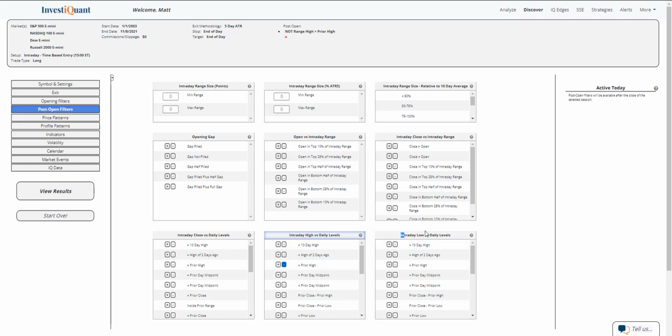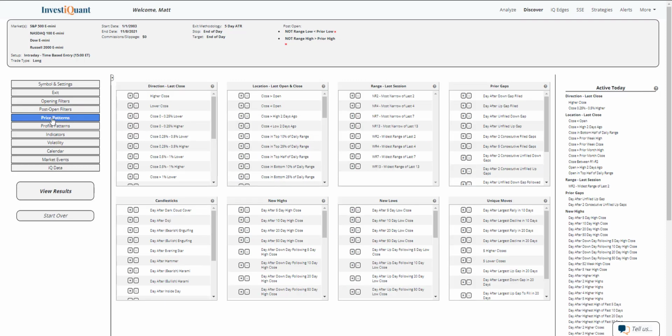And then I'm going to go to intraday low versus daily levels. I'm going to say that the low that has been made between the open and the time of entry, which I've got set to 3 o'clock, is not less than the prior day low. So I just hit the minus sign there, and that adds it to the test. Now we've got an inside day pattern that is forming here, and I want to put that on the heels of a 52-week high close.